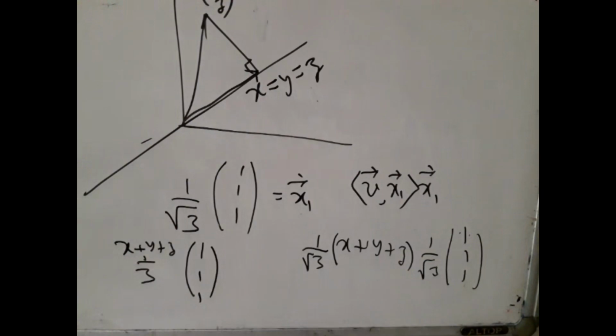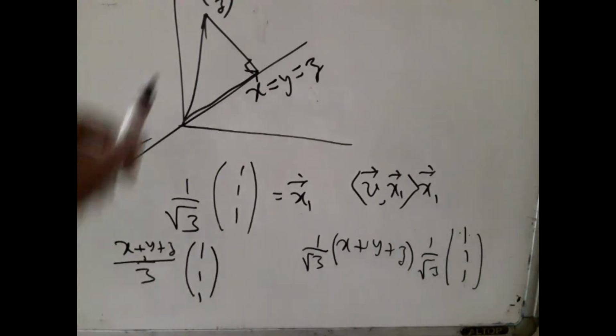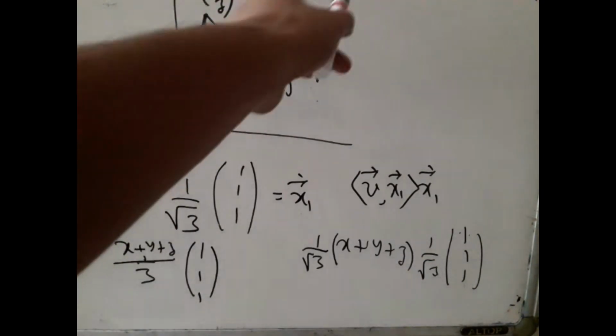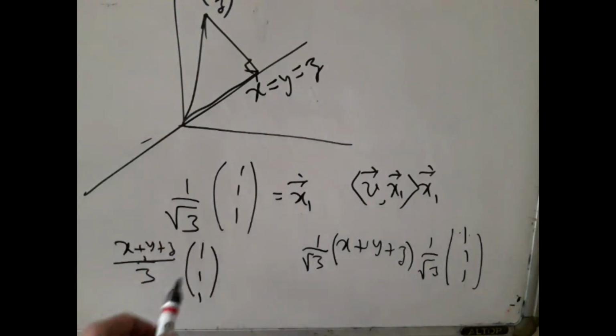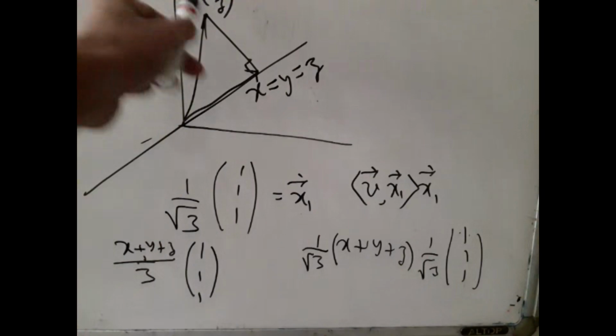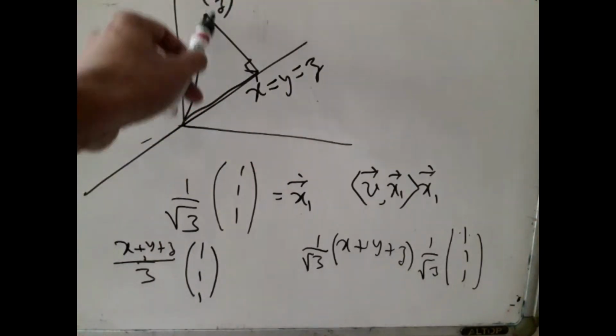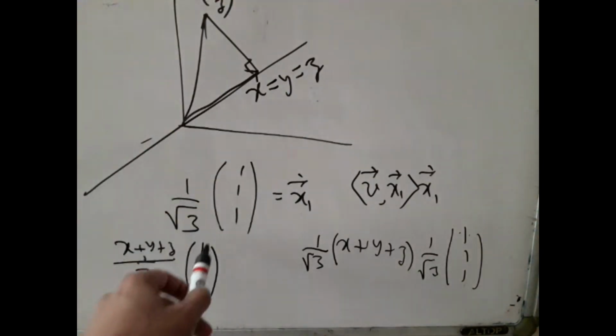So I immediately see that the orthogonal projection of any x, y, z onto this will be of this form, (x plus y plus z)/3 times (1, 1, 1). So you are basically taking the average of all these things in each of the components. This result is quite useful in statistics.